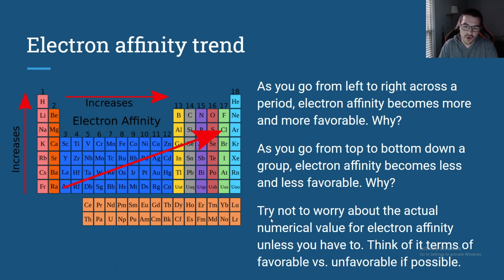And here's an important note. Try not to worry right now about the actual numerical value of electron affinity. If you read in the book about electron affinity, there's some quirky things with positive and negative signs. If you can avoid it, try to just think of it in terms of favorable versus unfavorable. I think that's going to be better for all of us in terms of understanding the concept.